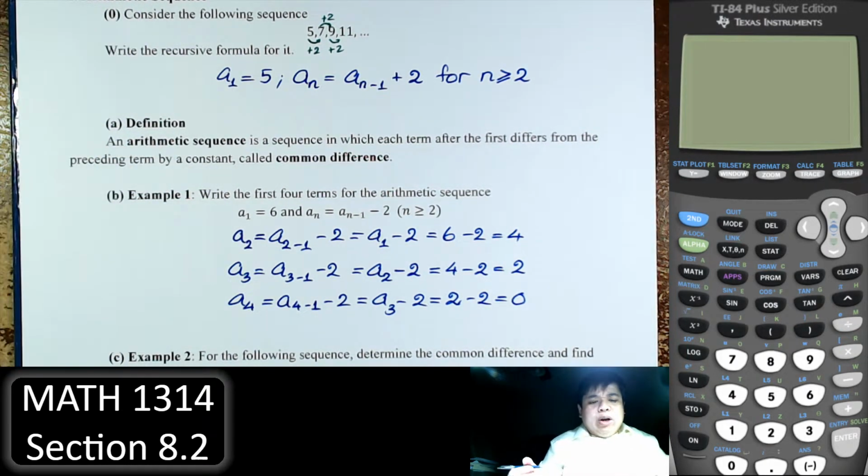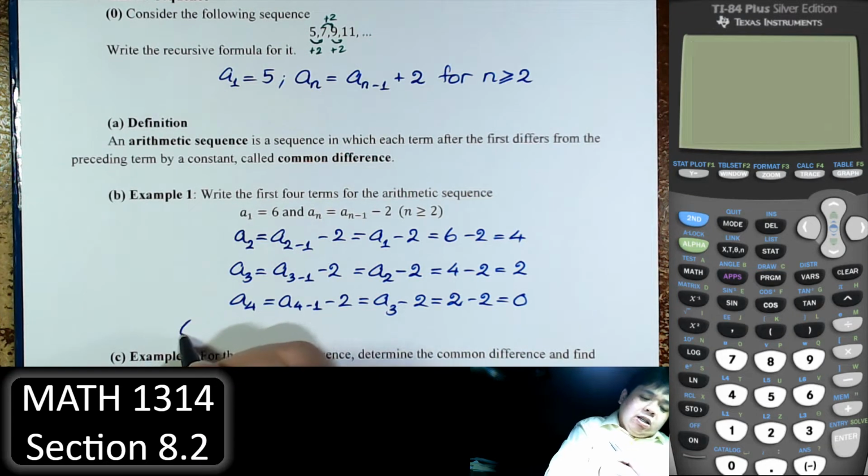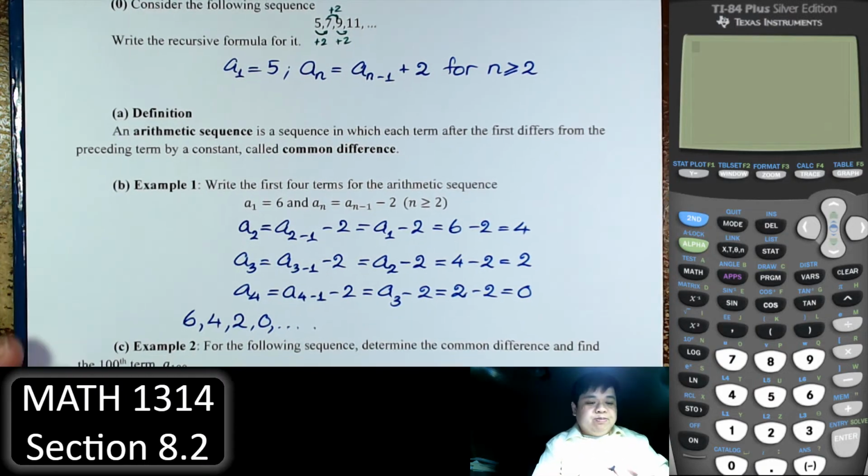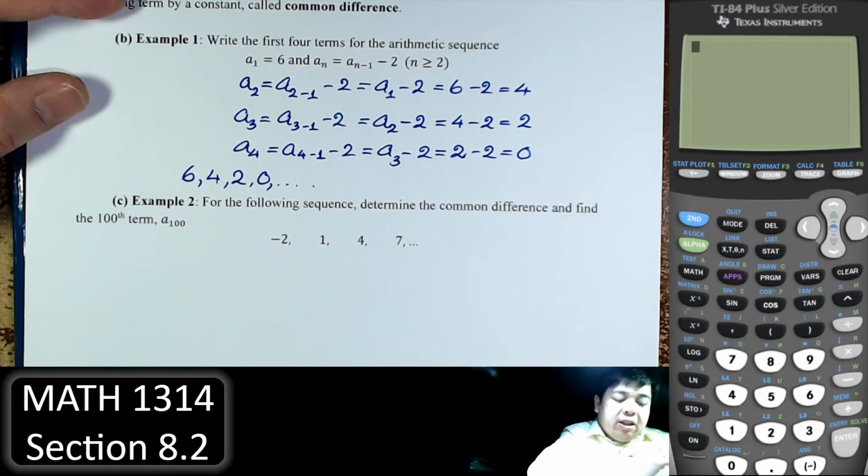Now we can also write it like this. Start with a1, 6, and then we subtract 2 to get to the next, subtract 2 to get to the next, and subtract 2 to get to the next. That just keeps going on indefinitely.